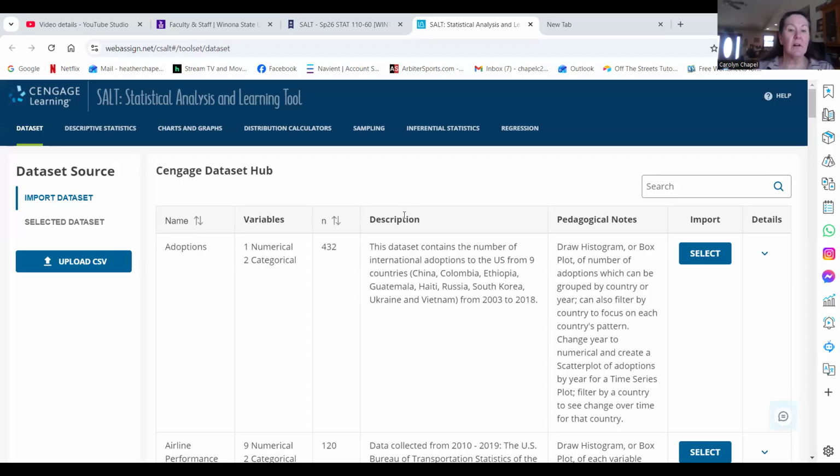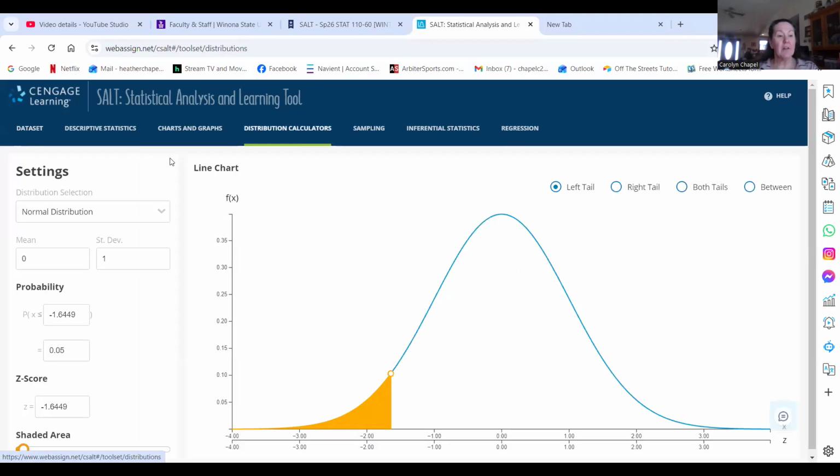Okay, so in SALT, this is what I come up with when I click on my link to go to SALT. We will be using the distribution calculator because we are talking about our normal distribution. Things that we'll need to put in here are our mean, which right now is 0, and a standard deviation of 1, because I am using the standard normal, the Z. I do have a left tail, a right tail, both tails, or between. Sometimes we will use both or any one of those. There are situations for all of those tails.